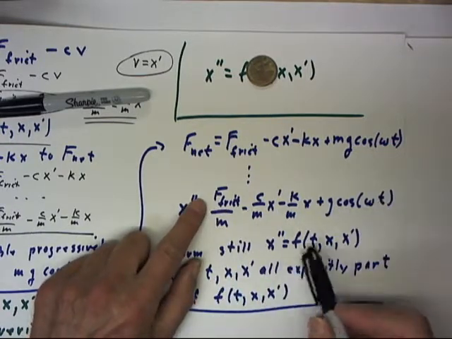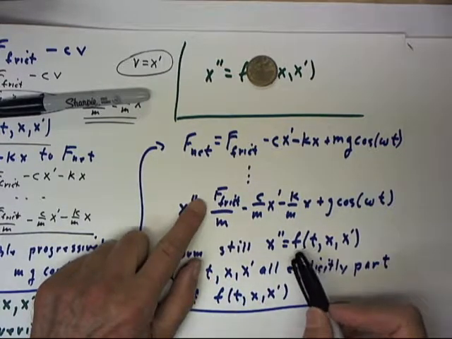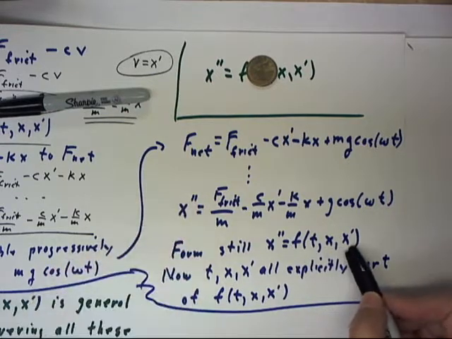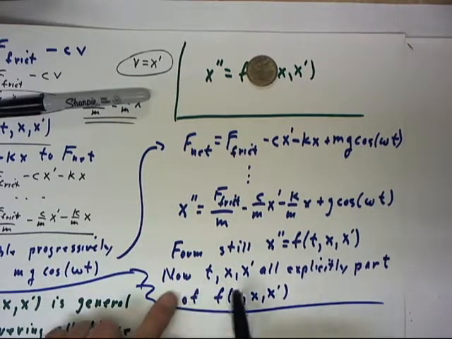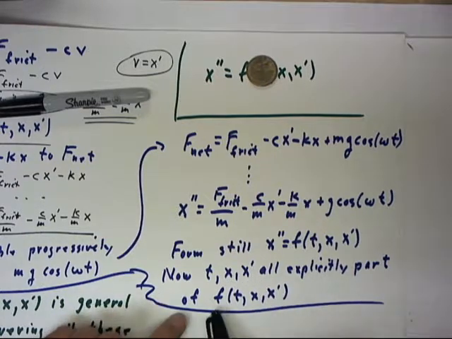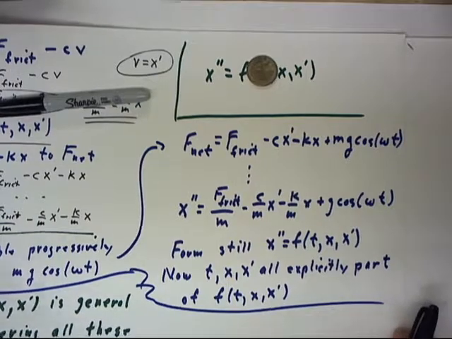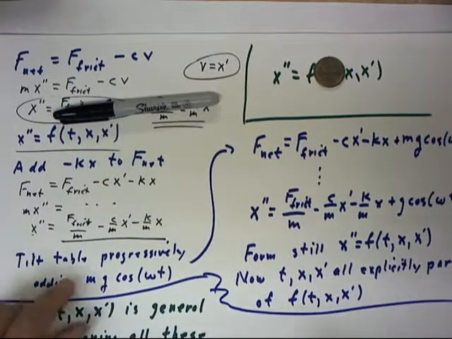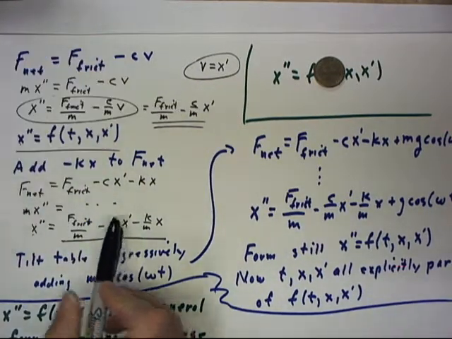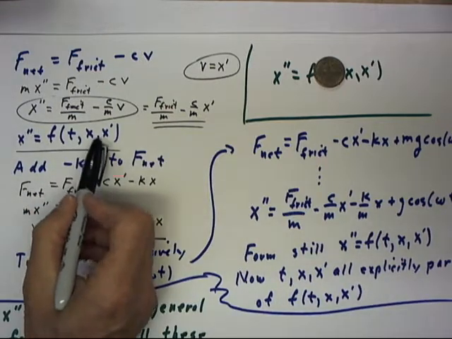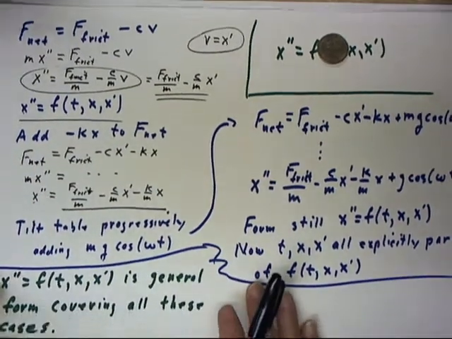The point now is that the form of this function is still x double prime equals some function f of t, x, and x prime. And now in this example, t, x, and x prime are all explicitly part of the function f of t, x, x prime. Whereas in the preceding examples, t was absent here, and both t and x were absent here.